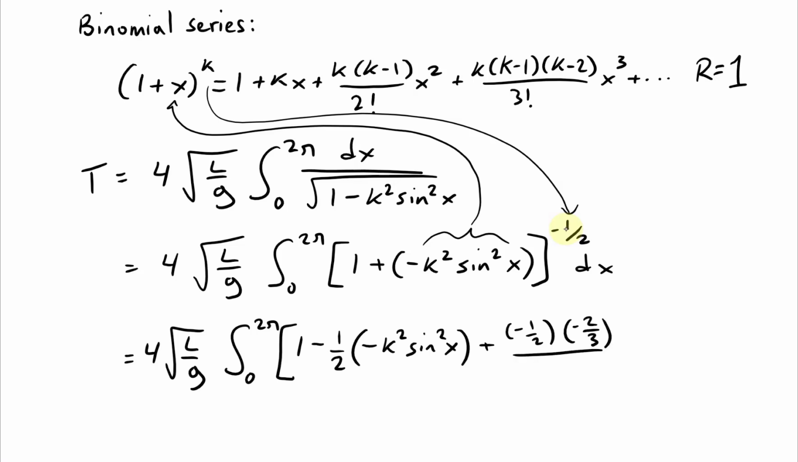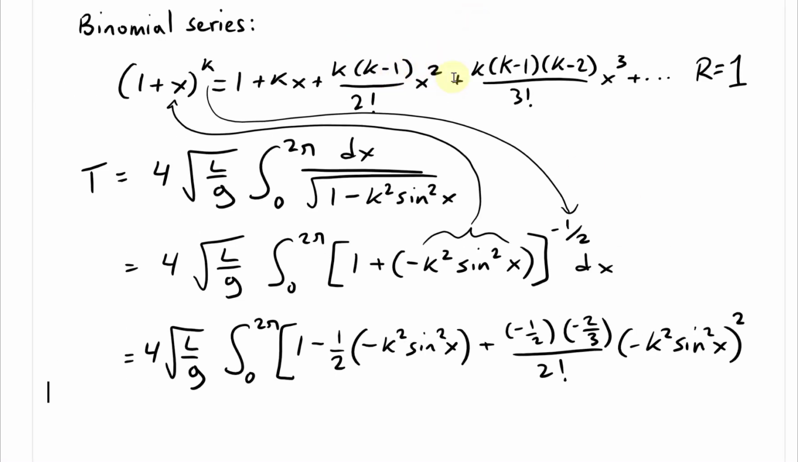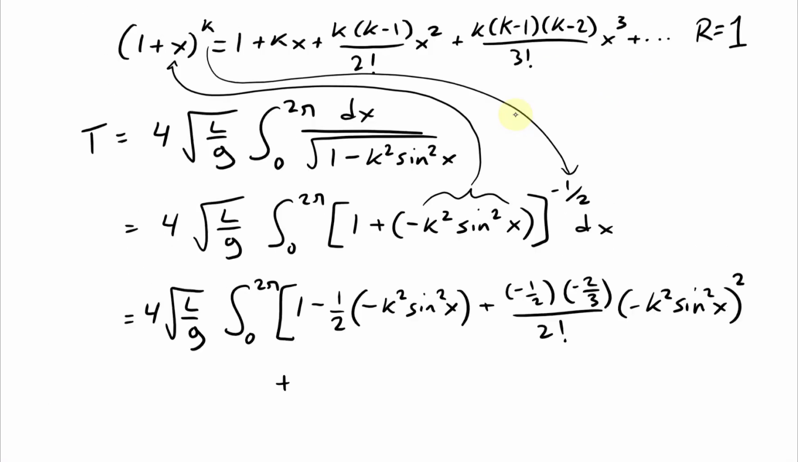And then this is going to be a 2 factorial, and then it's going to be, well, this part here, k squared sine squared x. Now this part's going to be squared because that's our x value. That's over here. And now the next one's going to be this part over here. And we're going to have some more room. So we're going to have a plus here.